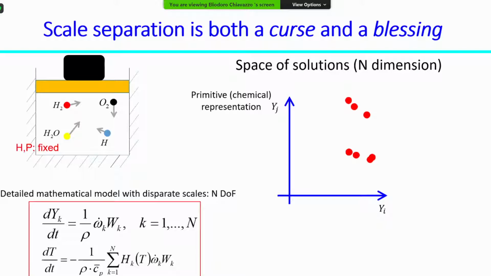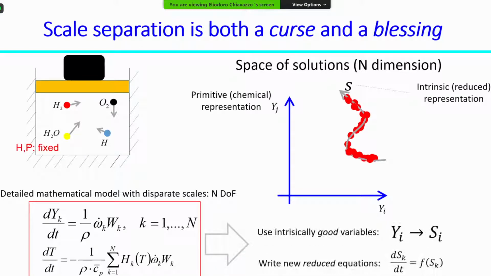And so if this happens, then you can think of introducing a new intrinsic representation, new variables, not the natural variables that are typically used to describe a given phenomenon, but new intrinsic variables that parameterize these subspaces nicely. These are the kind of variables that in some literature are called good collective variables, or good variables.